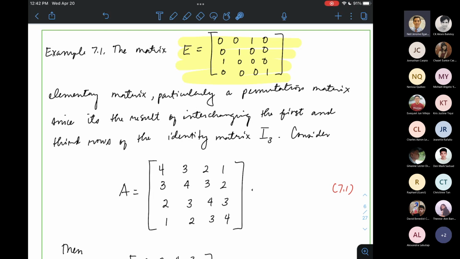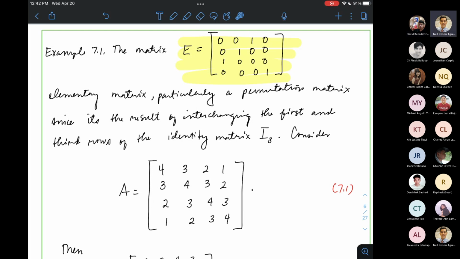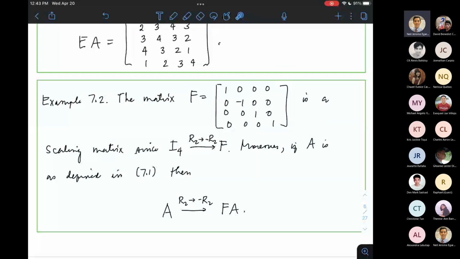Example 7.2, we have the matrix F. I think kumusta ba guys? Naglalag ba ako? Nag-stop na yung, naghang na yung screen ko sa laptop. Pero naririnig pa naman namin kayo, sir. Tuloy-tuloy po. Point 2 na ba yung screen ko? Ayun, naglag na po. Alright, thank you. Ayun, kainis. But anyway, yung na ba? Or 7.1 pa rin? Ayan, nakita ko na. Nag 7.2 na siya.